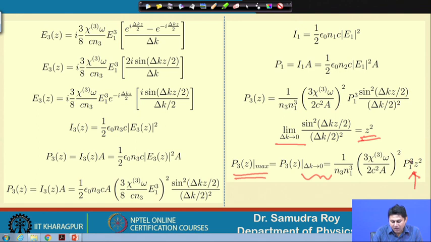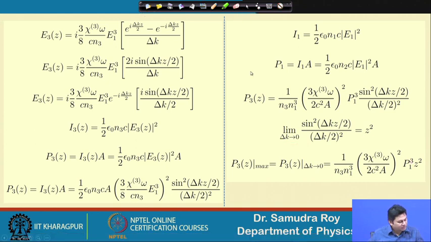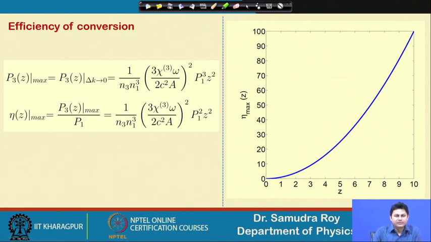That means the power of the third harmonic wave will increase as a function of z with a square form. That means it will increase with z, and this increment is parabolic in nature, it will be a square form. So, this dependency again we already know from our previous experience when we dealt with the second harmonic generation. This is something like the same thing, that it is evolving as a function of z square.